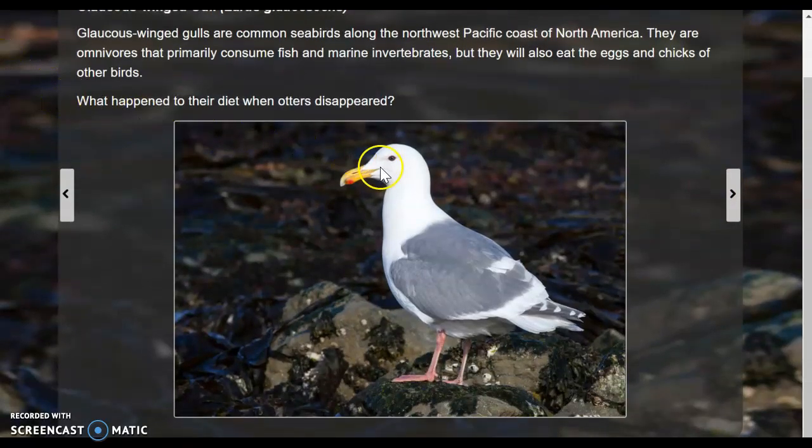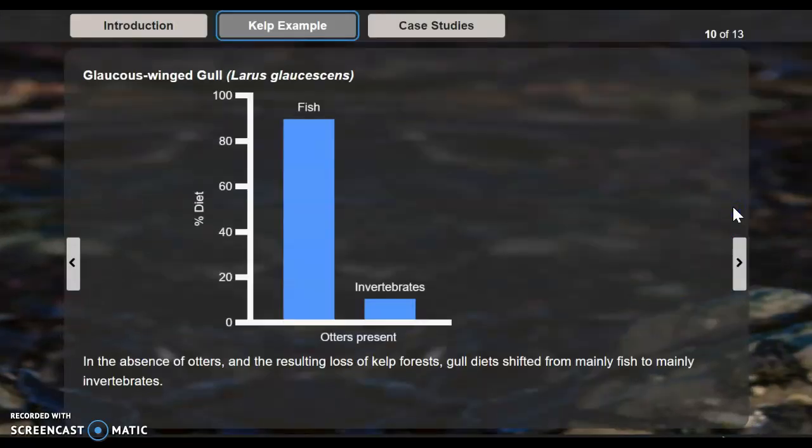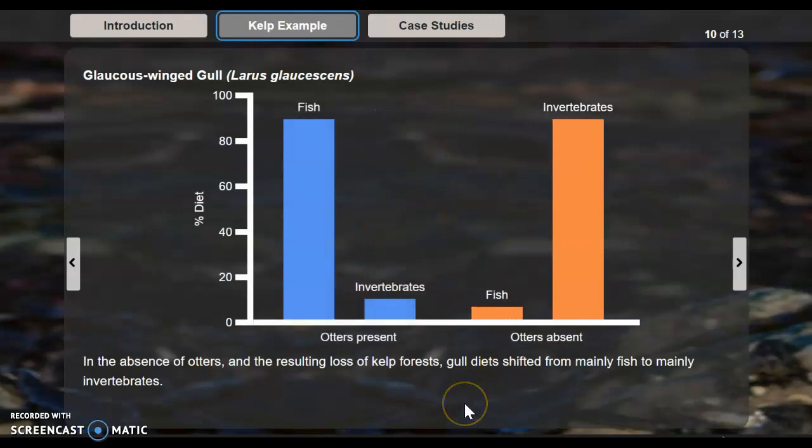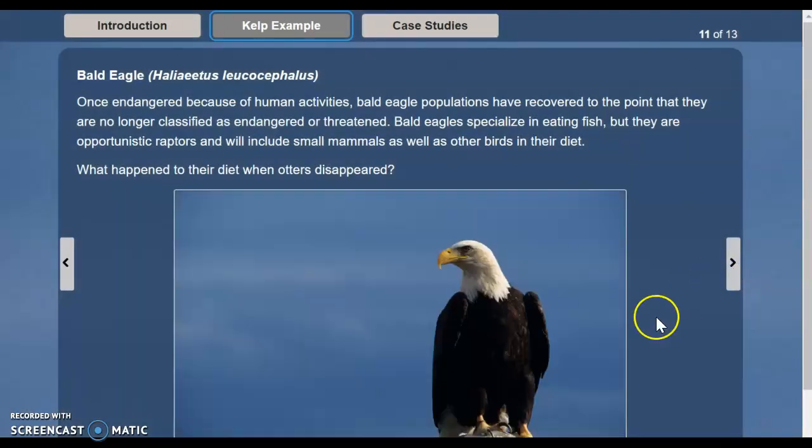So it says, what happened to their diet when the otters disappeared? So with otters present, there were more fish, fewer invertebrates. When the otters are gone, there are fewer fish, since there's less kelp, and more invertebrates. So that means they had to adapt. The gull had to adapt their diet from fish to invertebrates.